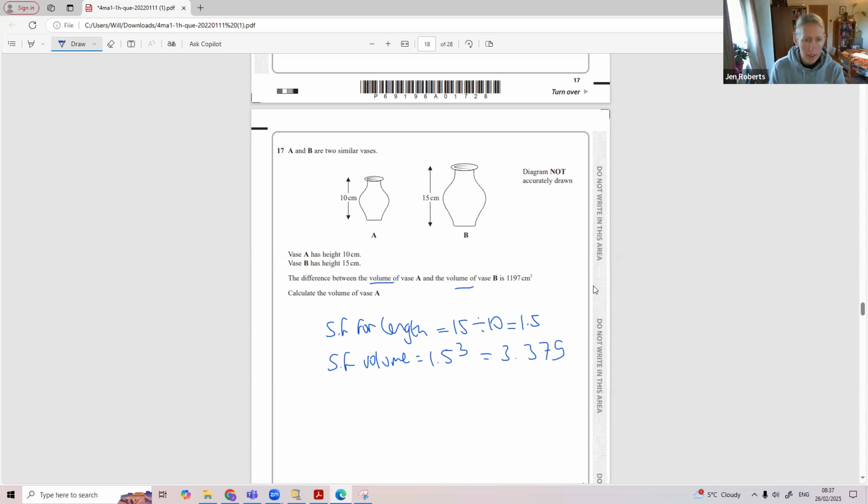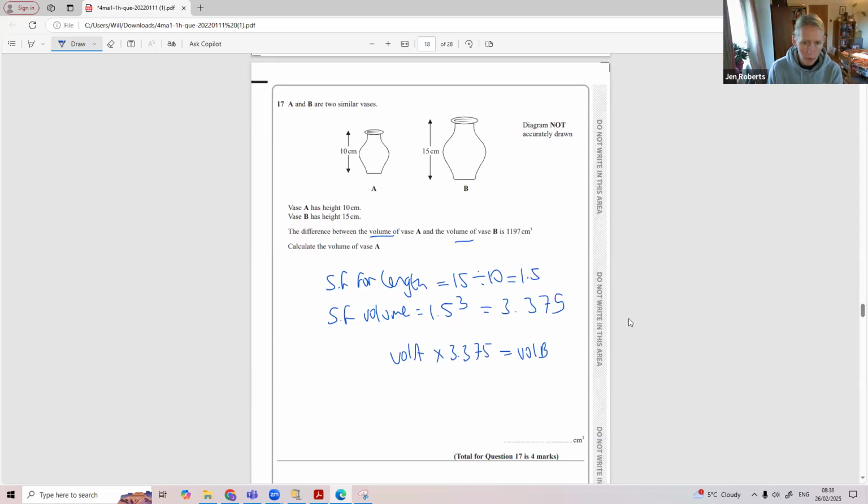Okay, so the difference between the volume of vase A and the volume of vase B is 1,197. Okay, so I know the vol A times 3.375 equals vol B, right? Because if you know that volume, you times it by the scale factor for volume to get this. But we also know the difference between the volume of vase A and the volume of vase B is 1,197. The volume of vase B is going to be bigger.